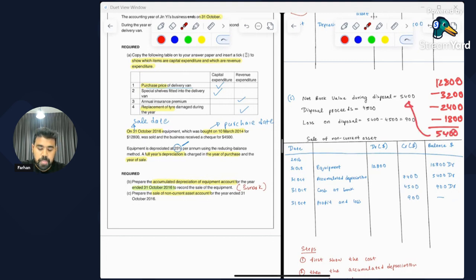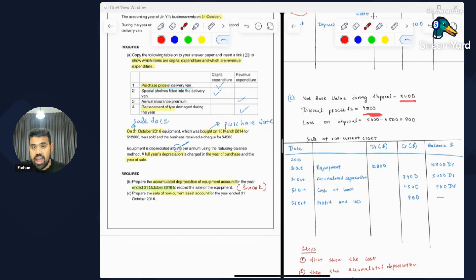So when you subtract all these 3 depreciation from the original cost, you're left with 5,400, right, as the net book value. Now, the disposal proceeds, which refers to the amount that we received by selling this asset, was 4,500, which the question clearly mentions. If you check the second paragraph underneath question A, it was sold and the business received a check for $4,500, right? Okay, so the disposal proceeds is 4,500 and the net book value or the economic benefit available was 5,400.